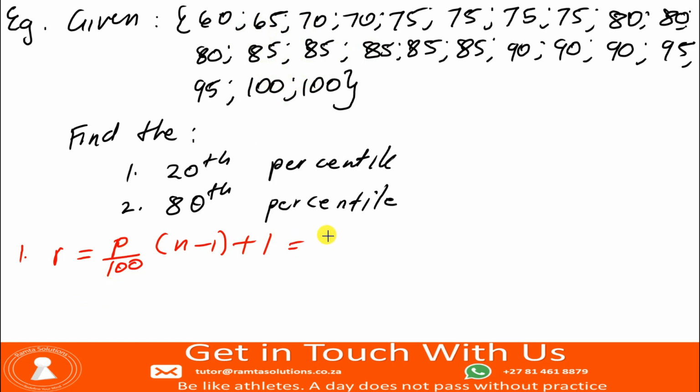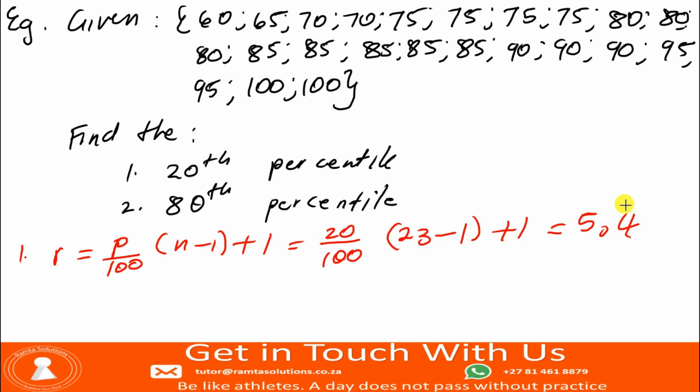So this is the 20th percentile. This is 20 over 100 times, how many values? 2, 4, 6, 8, 10, 12, 14, 16, 18, 23. 23 minus 1 plus 1. So we have 0.2 of 22 plus 1. Our answer is 5.4.